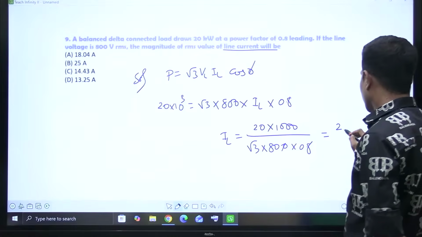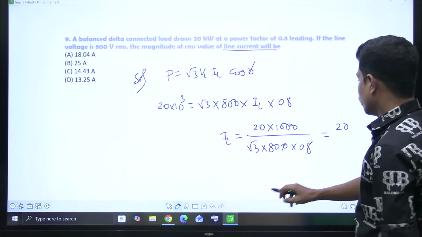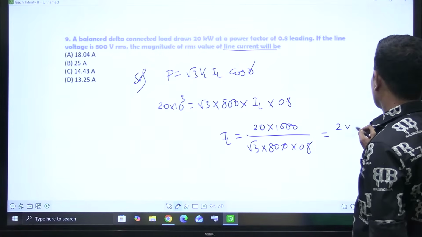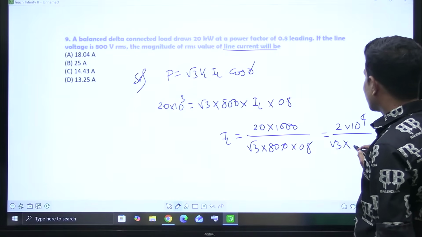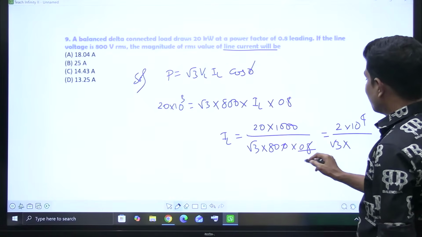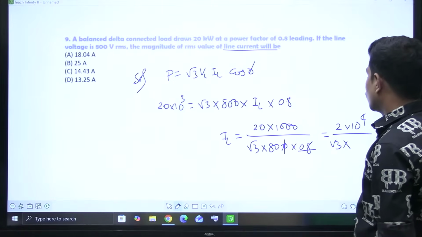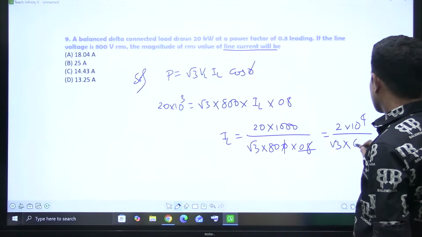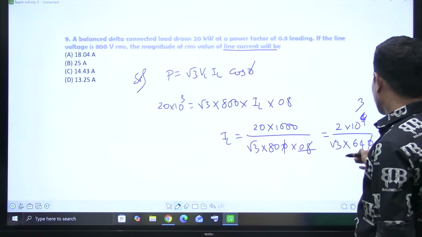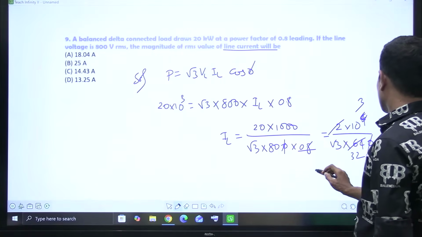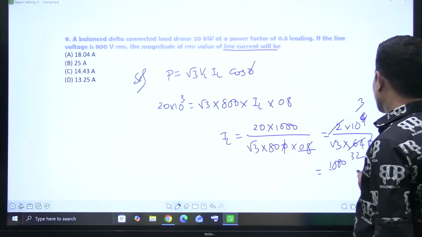Solve it. 20 into, so 2 into 10 to the power of 4. 2 into 10 to the power of 4 divided by root 3 into this is 8 into this is, I'll make it 8, remove one 0, 8 into 80, 640, this will be cube, right? So 2 into 32, so 10 cube, 1000 divided by 1.732 into 32.